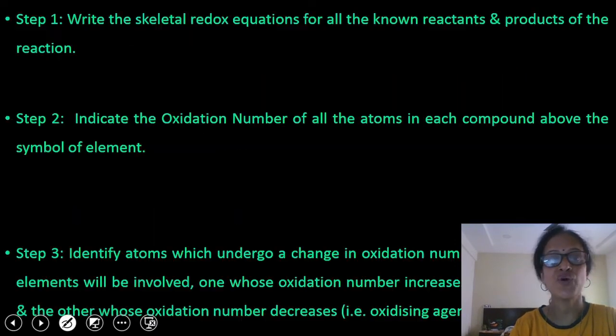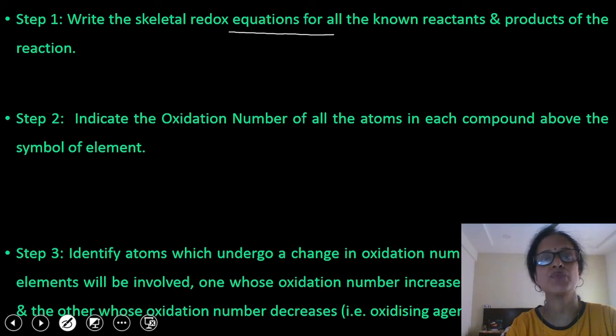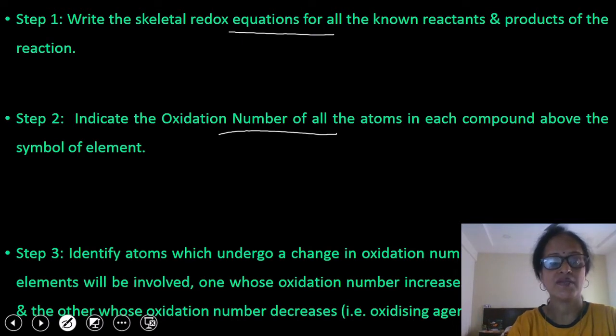This method has the following steps. Step 1: write the skeletal redox equation for all the known reactants and products. Step 2: indicate the oxidation number of all the atoms above them. Step 3: identify atoms which undergo a change in oxidation number. You will find two elements involved here: the one whose oxidation number increases, which is the reducing agent, and the other one whose oxidation number decreases, which will be the oxidizing agent.